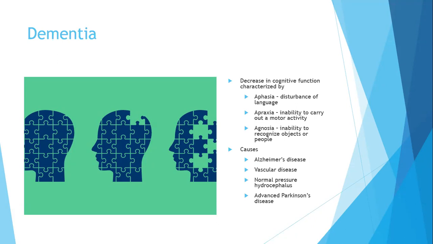Alzheimer's disease can cause dementia, vascular disease can cause dementia, and normal pressure hydrocephalus, which we'll talk more about in neuro, but there's some kind of fluid buildup in the brain, and it's causing trauma basically to the neurons, and that's causing dementia. Advanced Parkinson's disease has a type of dementia associated with it, and they call it Parkinson's dementia.